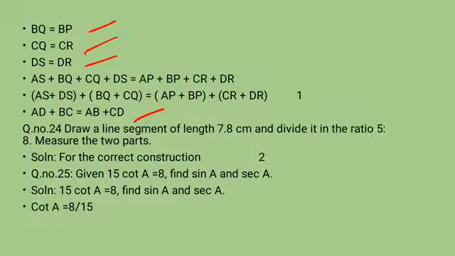Next question is construction based. Here draw a line segment of length 7.8 cm and divide it in the ratio 5:3. Measure the two parts. For the correct construction, you will get 2 marks.